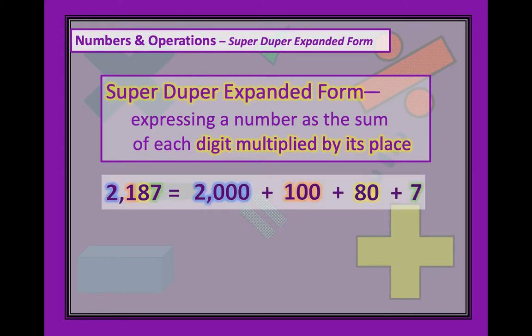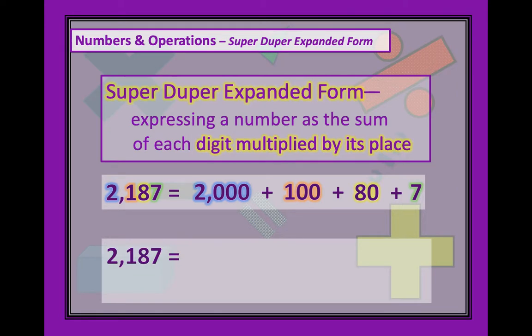If you look at our example of regular expanded form, you knew that you added together the value of each digit. Well, super duper expanded form asks you, how did you find the value for each digit? Well, we know that the value of a digit is determined by its place. So when I look at this 2, I know it's a 2 in the thousands place. That means it's 2 groups of 1,000, or 2 times 1,000. That value of 2,000 is found by multiplying the digit times the place that it's in.